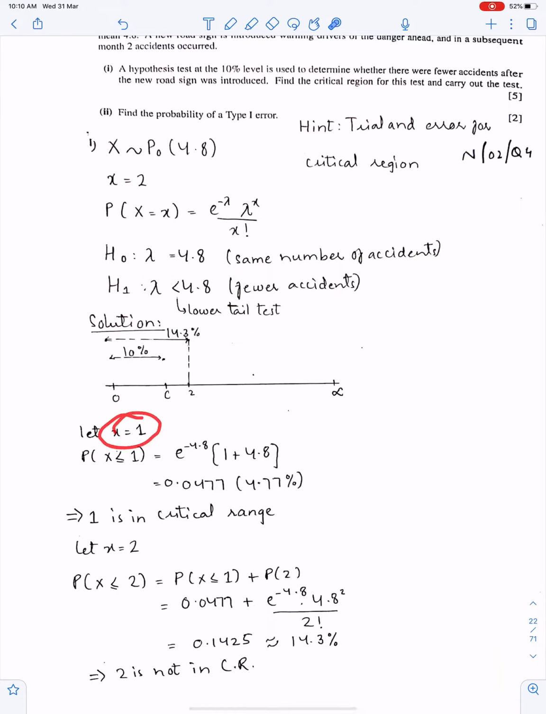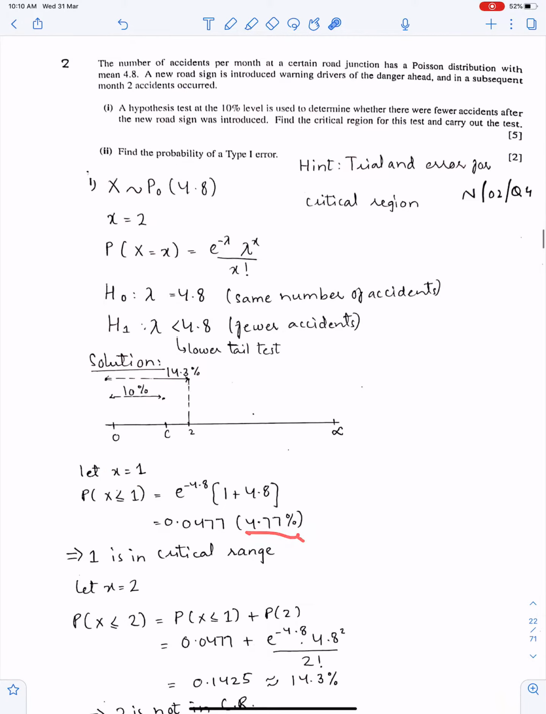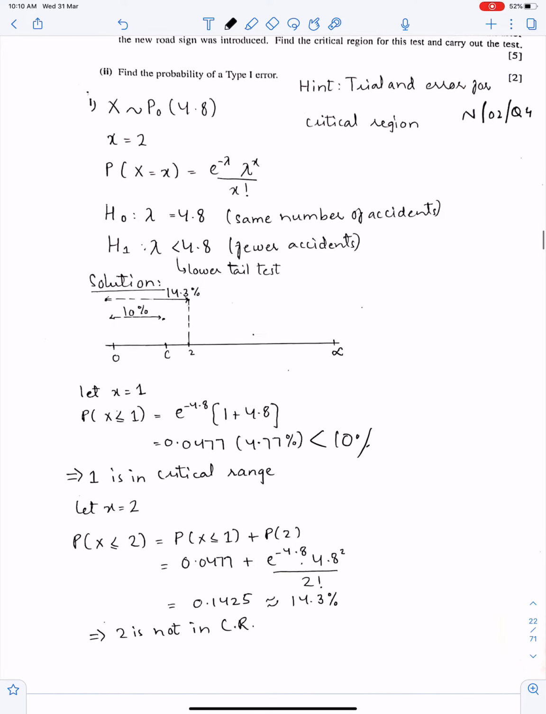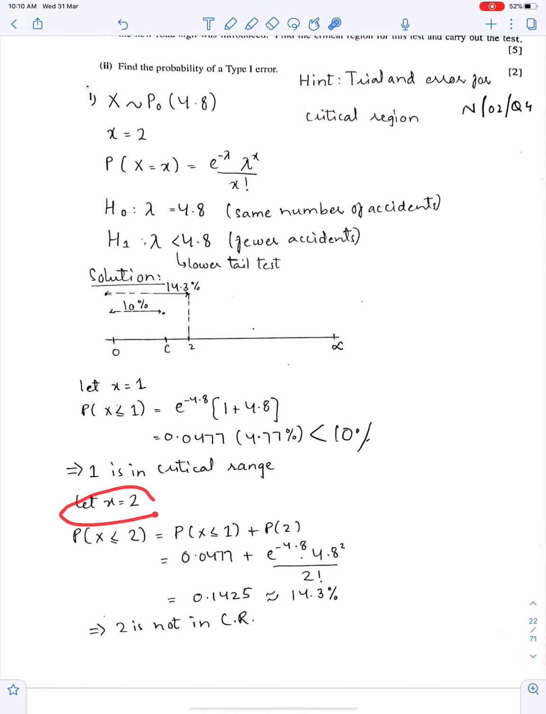So let x be 1, and this probability is less than 10%. So 1 is in critical region. Now check 2. Probability of 2 is 14.3, which is greater than 10%. So 2 is not in critical region. Therefore, critical region is 0 and 1.